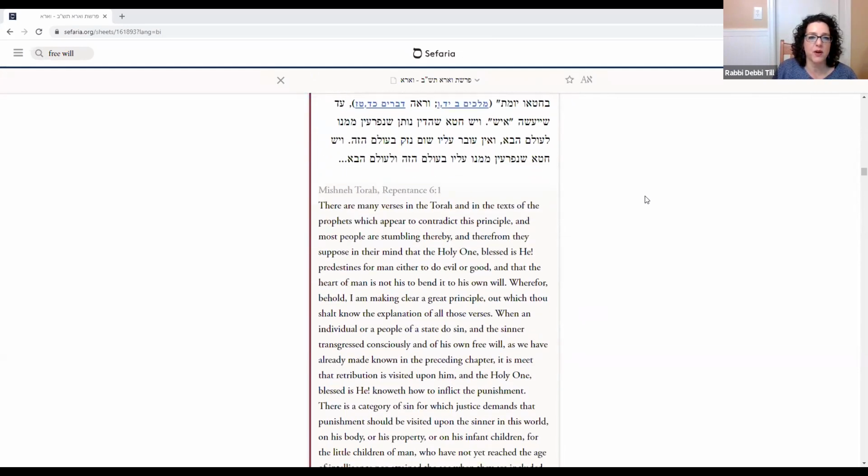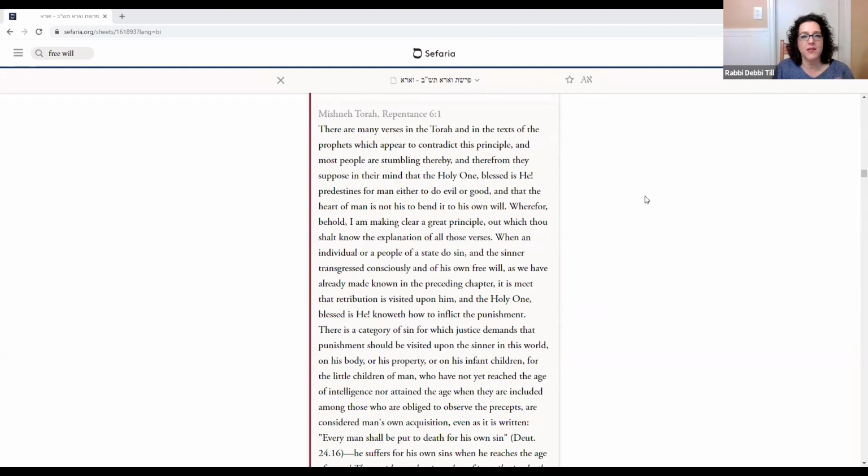And this is Mishnah Torah here. This is the Mishnah Torah, right? This is what Maimonides says. There are many verses in the Torah and in the texts of the prophets which appear to contradict this principle, and most people are stumbling therefrom. They suppose in their mind that the Holy One, blessed be God, predestines for man either to do good or to do evil, and that the heart of man is not his to bend it to his own will.